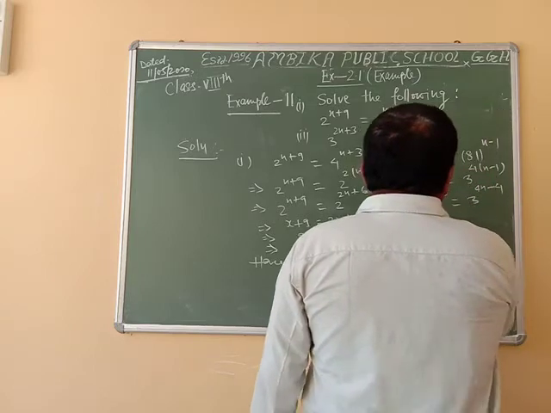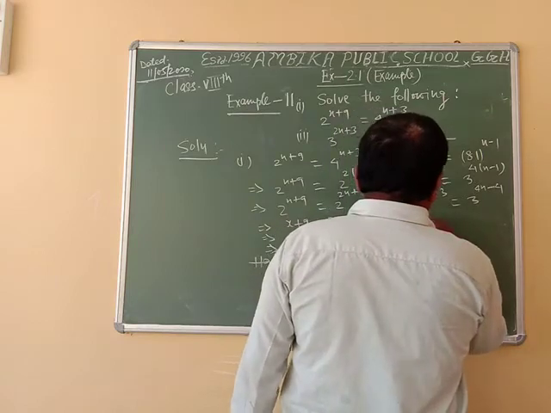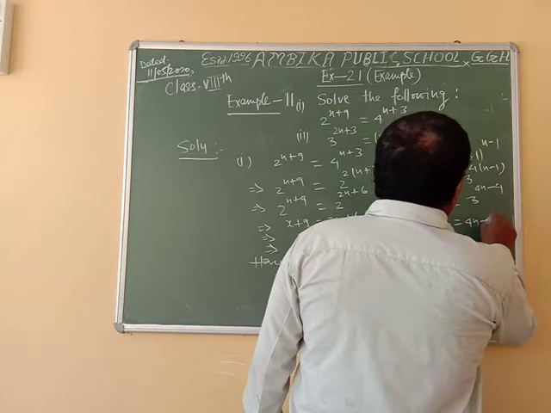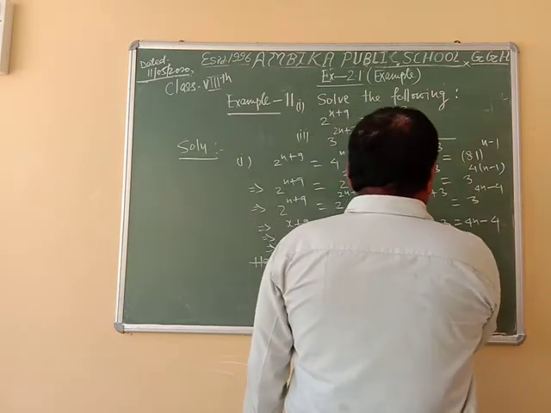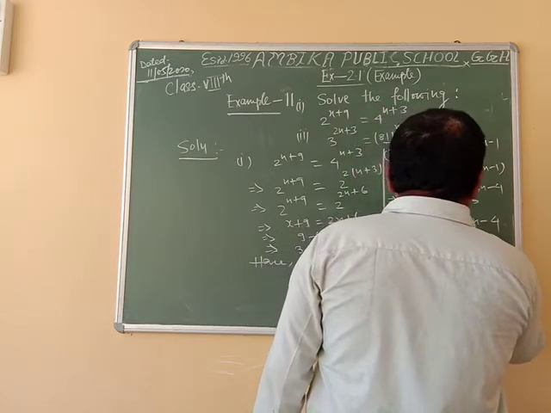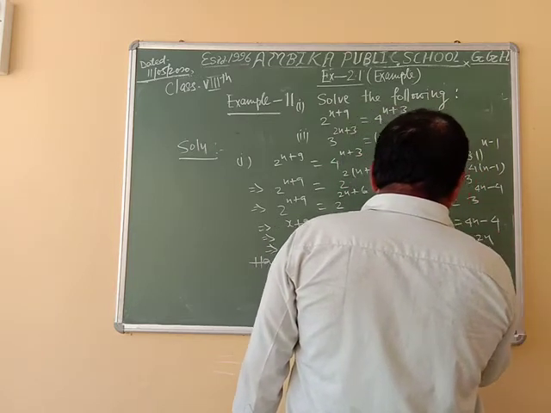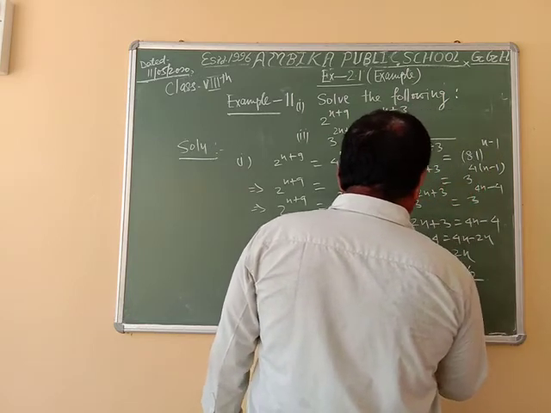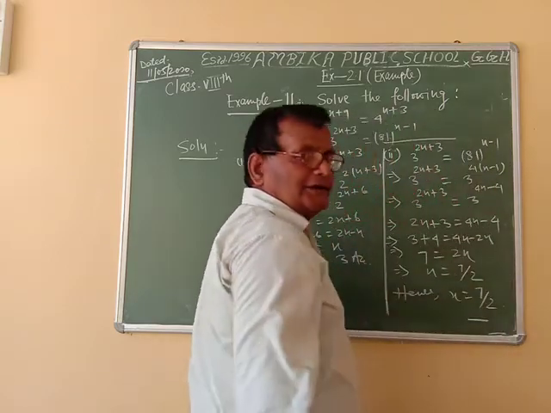Here bases are equal, so 2x plus 3 is equal to 4x minus 4. Cancelling, 3 plus 4 is equal to 4x minus 2x, so 7 is equal to 2x. Hence x is equal to 7/2. Hence the value of x is equal to 7/2. This is your solution.